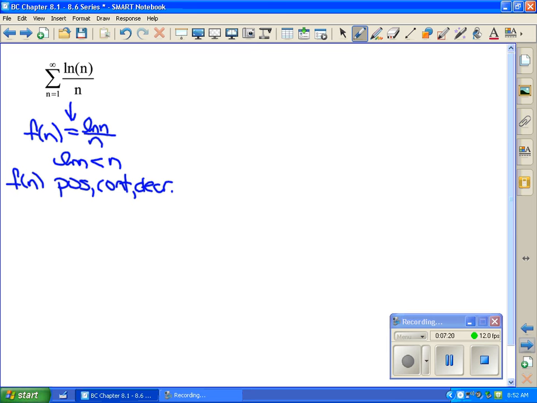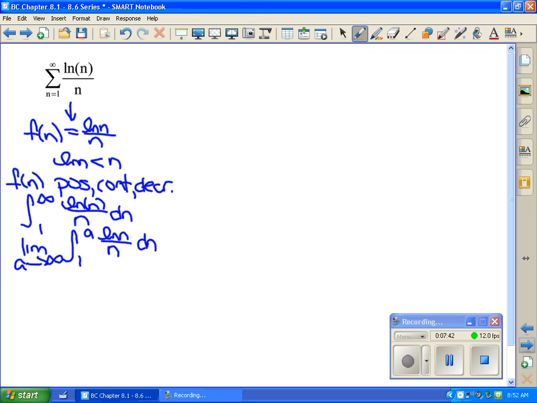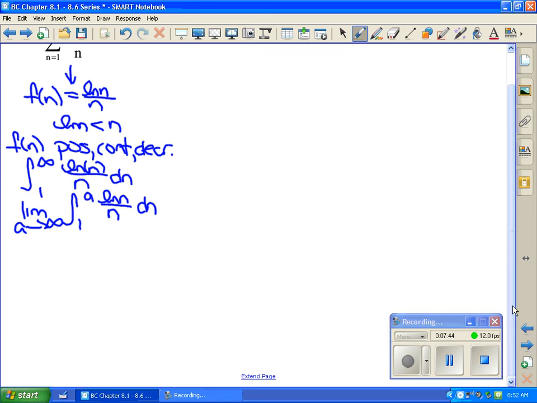So the integral test says you take a look at the integral from 1 to infinity of ln of n over n. And if this integral converges, then the series does likewise. If the integral diverges, then the series does also. This is an improper integral, so we're going to have to set it up as the limit as a approaches infinity, the integral from 1 to a, ln of n over n dn, and integrate this out.